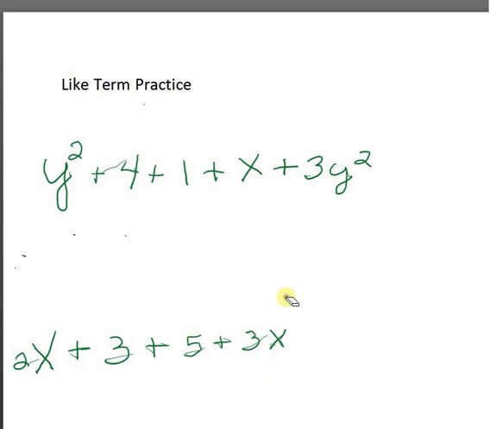Okay guys, we're going to do some like terms practice problems like I promised. Firstly, if you want to, go ahead and pause the video, work out all the problems, and then start the video again and I can go over it with you.